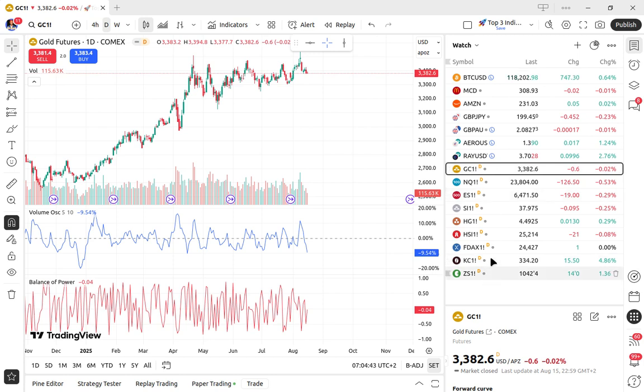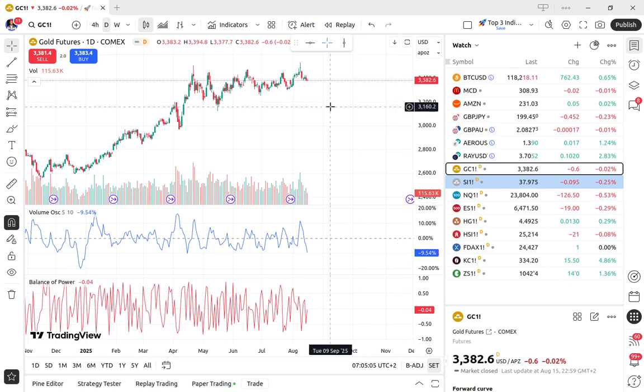So we have 1, 2, 3, 4, 5, 6, 7, 8, 9. So we have 9 potential assets to trade.